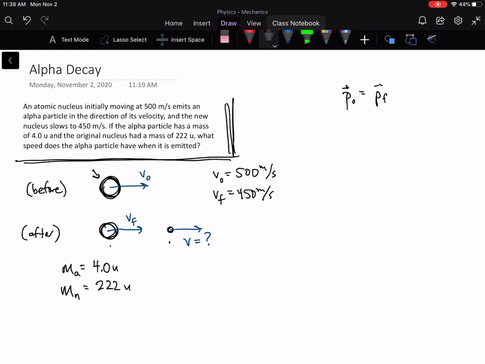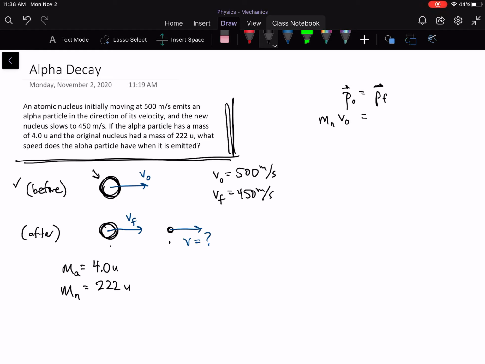All right, so initial momentum of the system equals final momentum of the system. And if we just write that out for this problem, before, we've got just a single thing, the mass of the original nucleus times its velocity, v sub 0, which is 500 meters per second. Subatomic particles of this size really move along. They can move quite a bit faster than 500 meters per second, in fact. But that's what we've got here. And there's nothing else, right?